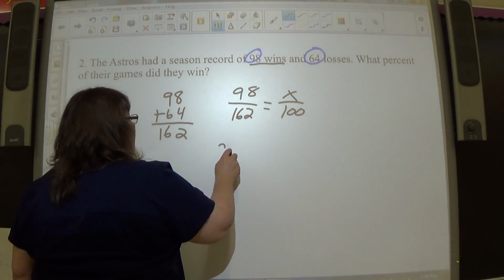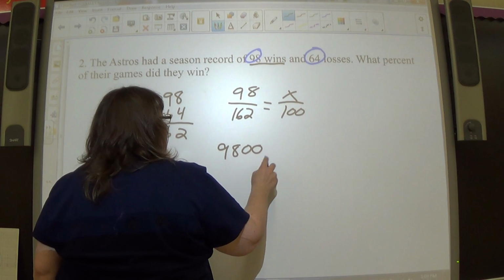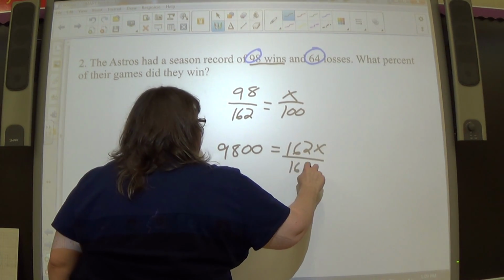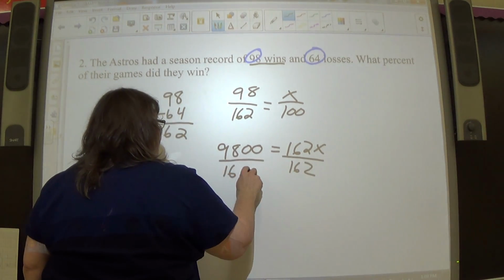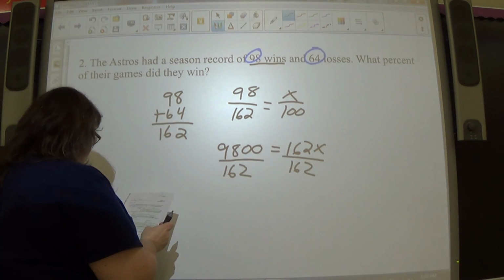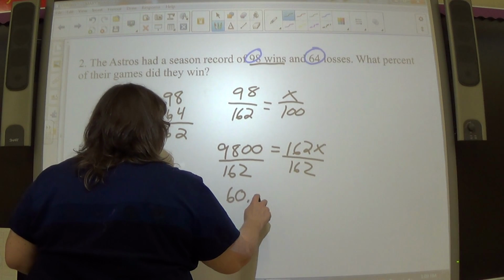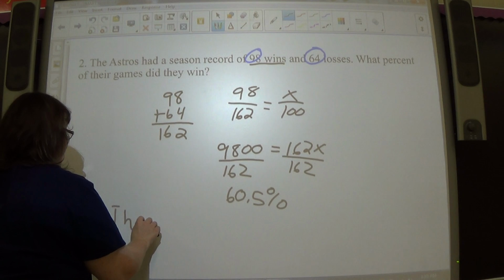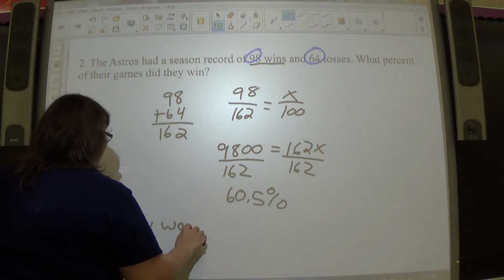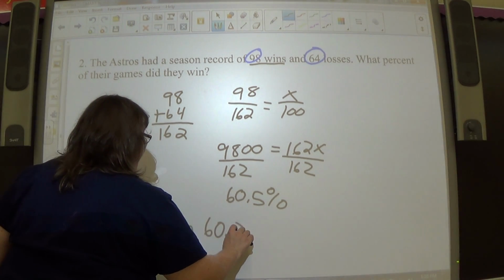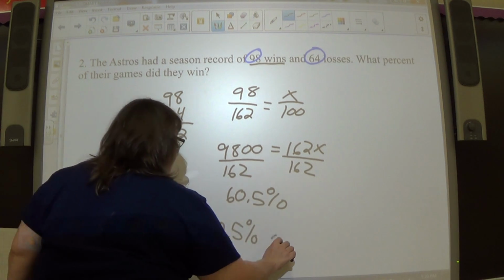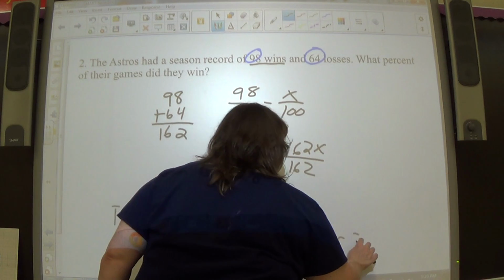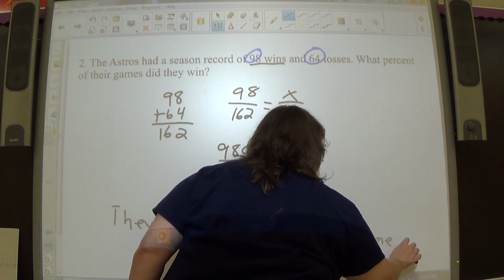Okay, so you're looking at 9800 equals 162x. Divide by 162. You should get approximately 60.5%. Okay, so they won 60.5% of their games. Okay?